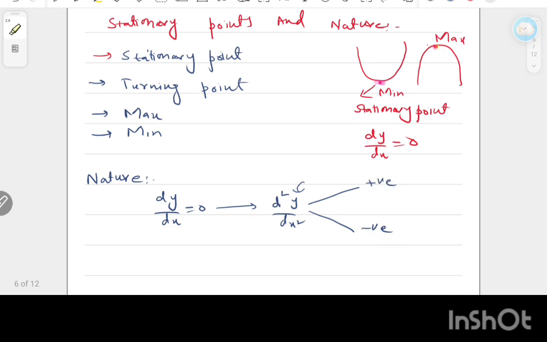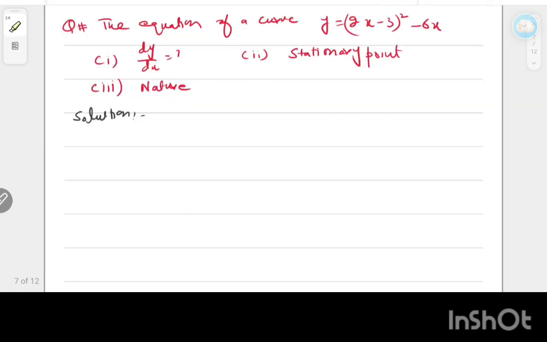If the double derivative is positive, you will say that the function is minimum. If the double derivative value is negative, we say that it's a maximum. Hopefully dear friends you can understand this type of question.